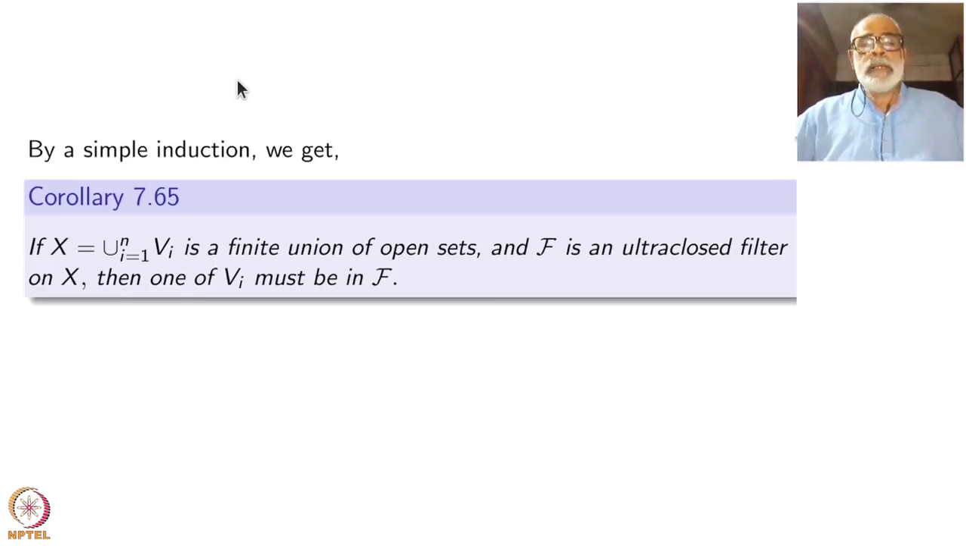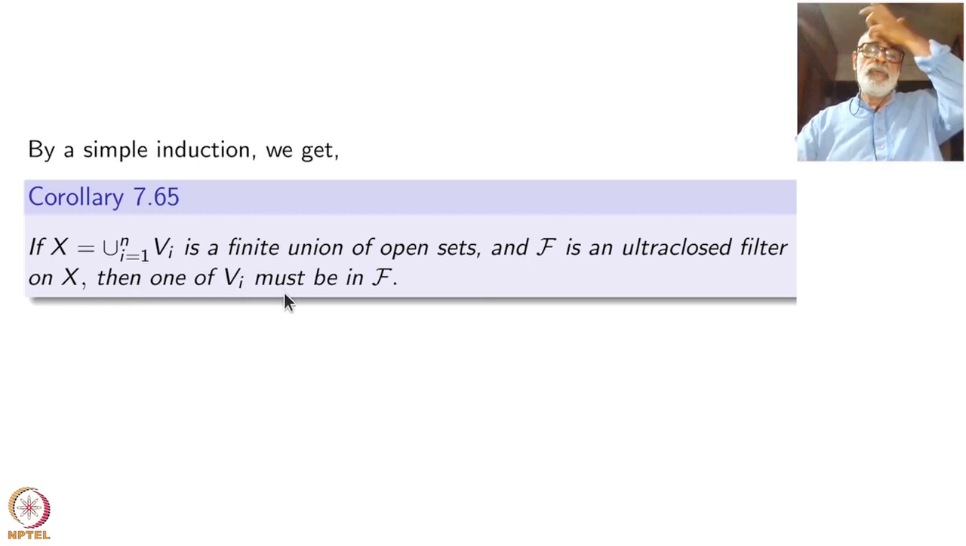By a simple induction, we get the following important result. If X is written as a union of finitely many open subsets Vi and F is an ultra closed filter on X, then one of the Vi's must be in F. This is very easy, because what we have proved is that if U and V are open subsets and U union V is inside F, then one of U and V must be inside F.